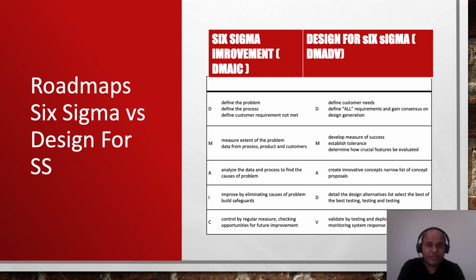Design for Six Sigma, DMADV: define customer needs, define all requirements and gain consensus on the design. Generate and deploy measures of success, establish tolerances, determine how crucial features will be evaluated, create improvement concepts, narrow the list of concepts, detail the design alternative list, select the best of the best, testing, and validate the testing and deployment.